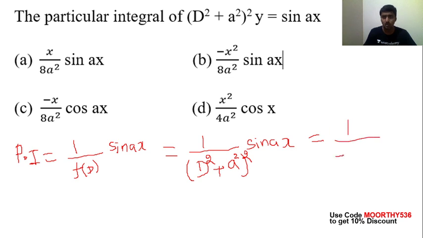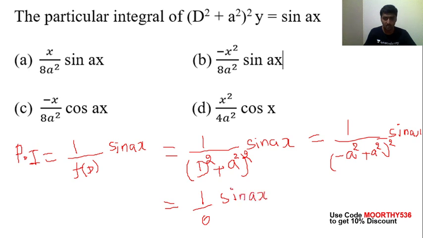1 divided by minus a square plus a square, the whole square, into sin ax. So this is a resonance format in the differential equation. Minus a square plus a square is equal to 0, the denominator is equal to 0. 1 divided by 0 is equal to infinity.